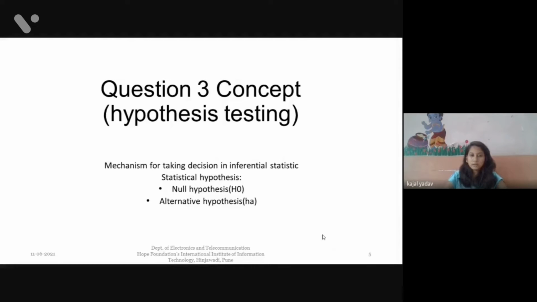So let's move to the third question, that is the concept of hypothesis testing. So what is the hypothesis testing? It is the mechanism for taking decisions of inferential statistics. It is useful to prove or to disprove the given claims which have to be tested. So what is the statistical hypothesis? Basically, a statistical hypothesis is already known by the researchers before the calculation of the outputs.